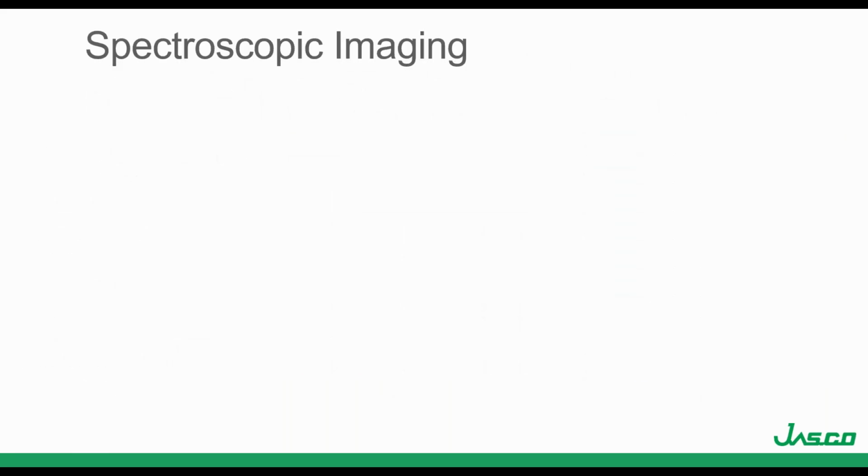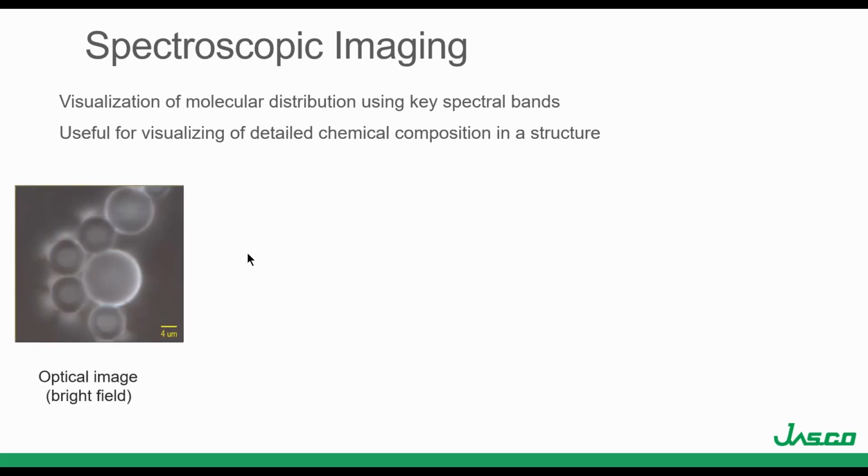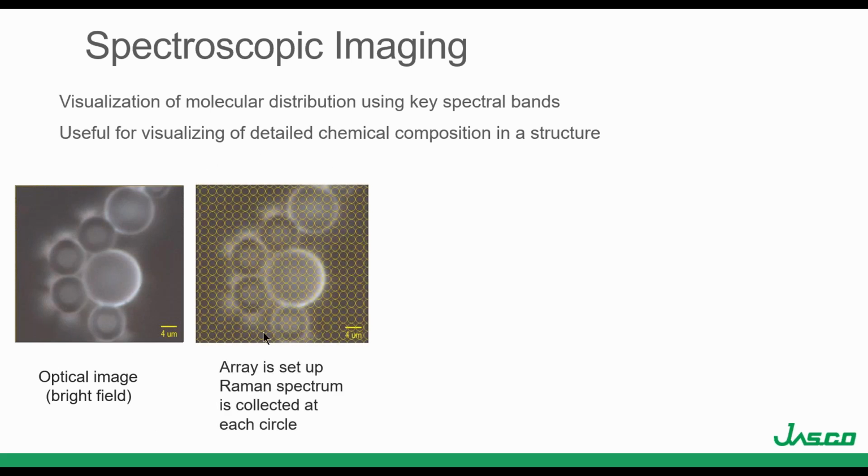Okay, so the other part that I think is important in spectroscopy imaging is the creation of maps. And these maps are created based on specific vibrational bands. Usually the methodology that we use is just to take an image in a bright field. Then we create an array with different points, and the Raman spectrum is going to be collected at each circle.